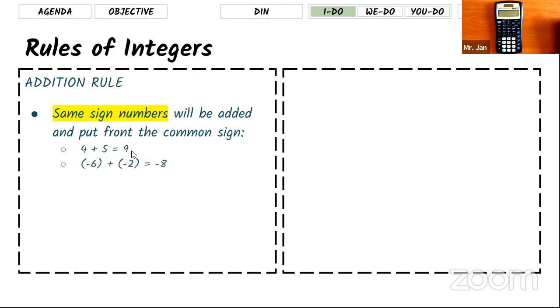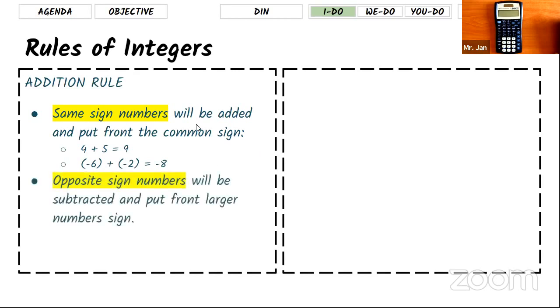And it's the same thing for negatives. So the first number is negative, the second number is negative. When you add them, you just need to add 6 and 2, which is 8, but you need to put the common sign, which is the negative sign. So the result has to be also negative. So this is the addition, like the first rule for addition.